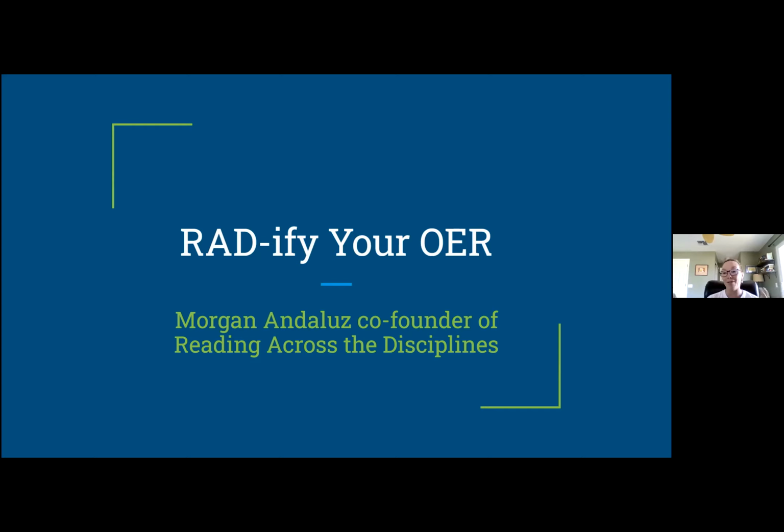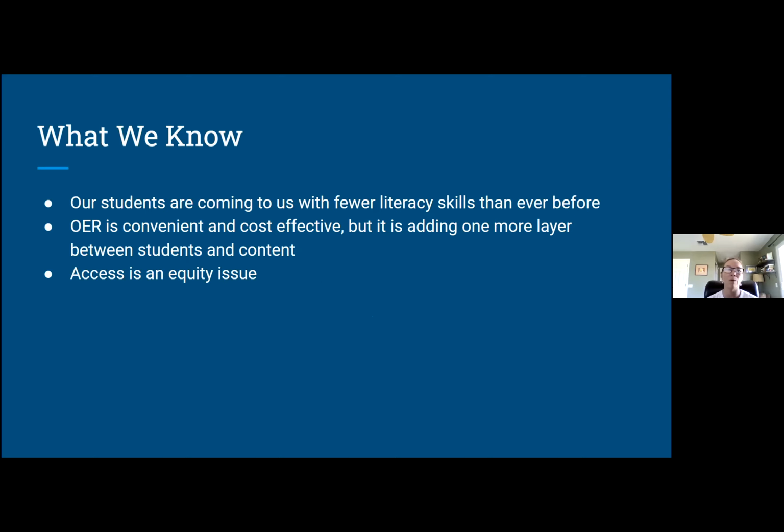And then meanwhile, here we have this tectonic shift to everything digital, and it's very shiny. And I just want to come in and say there are some things to think about, right? Some of you probably already know this stuff. What we know is that our students are coming to us with fewer literacy skills, fewer challenging reading coping skills than ever before, right? It is true that OER is convenient and cost effective, but it's also true that it sometimes adds one more layer between a student and a digital text, right?